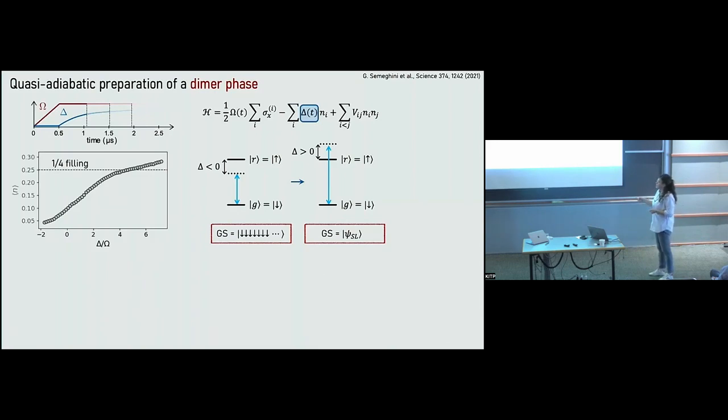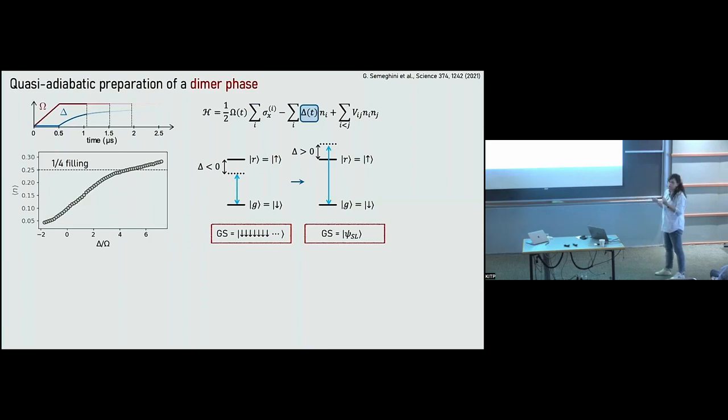And what we see is that at negative detuning, we start with the density close to 0, and then as we ramp up the detuning, the density grows up to this point where, around 1/4 filling, it starts to saturate and kind of slow down. So around here, where the density is close to 1/4, is where we expect to see the spin liquid.